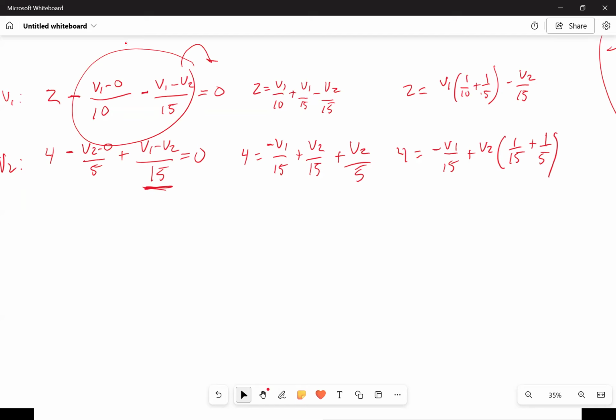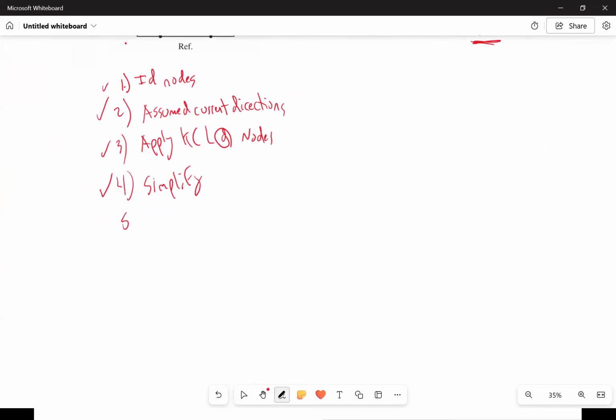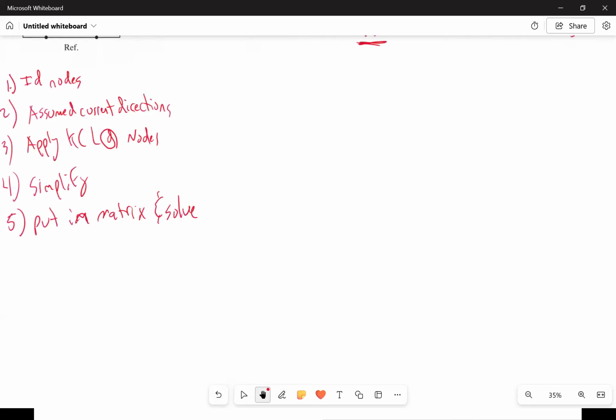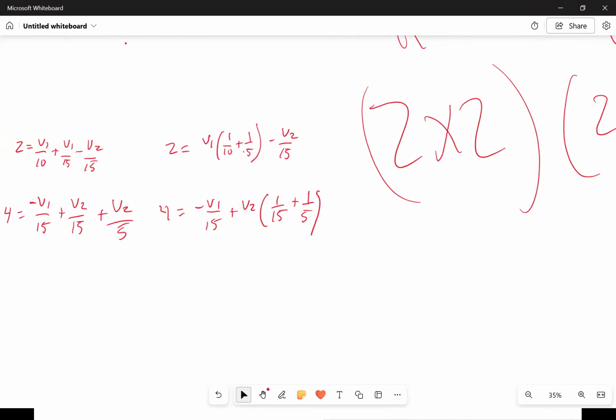Okay? Good with that so far? Now, my next step, step 5, put in matrix and solve. So now these are ready to go. And it doesn't matter the order of how I put the currents or the voltages.